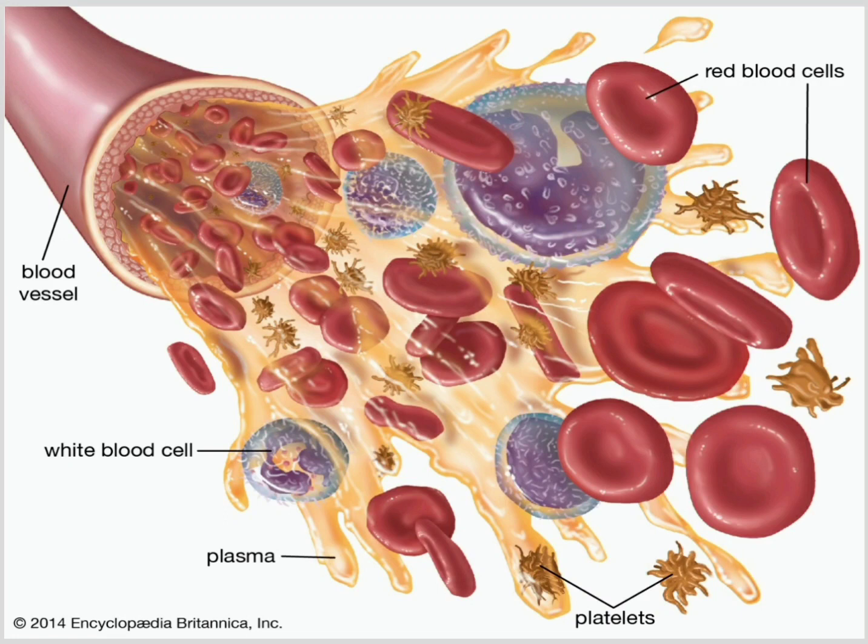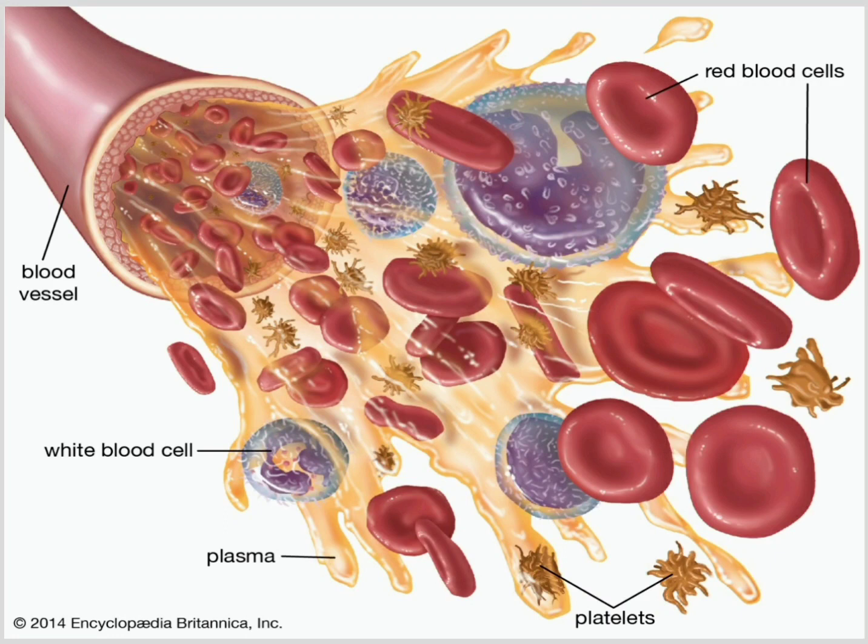The proteins which are present in plasma are albumin, globulin, fibrinogen and prothrombin. The inorganic salts which are present in plasma are calcium, sodium and potassium, and these are basically very much required to control the functions of the muscles and the nerves.